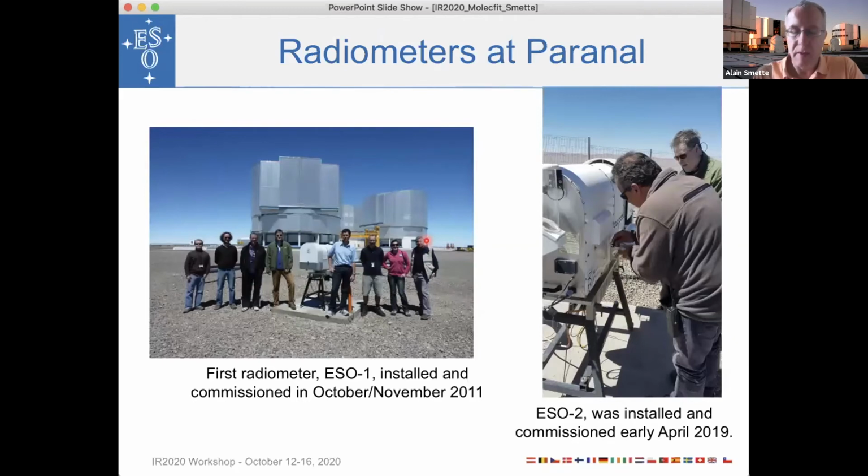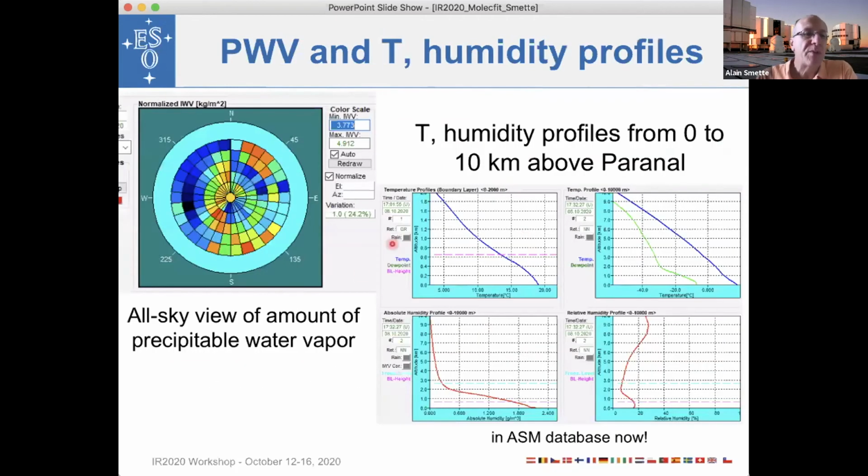As William Yan has mentioned, we had the first radiometer installed in 2011, and it really shows good potential. In order to go to the next step and provide redundancy, we installed a second radiometer last year. These radiometers provide an all-sky view of the amount of water vapor, and also provide temperature and humidity profiles above the observatory. Since a few weeks, we now have these humidity profiles available in the ESO databases.